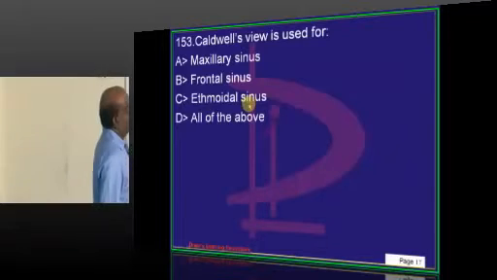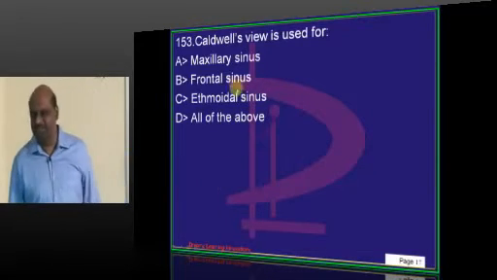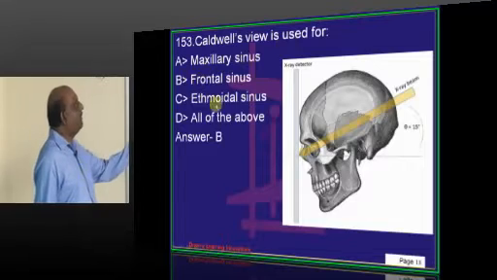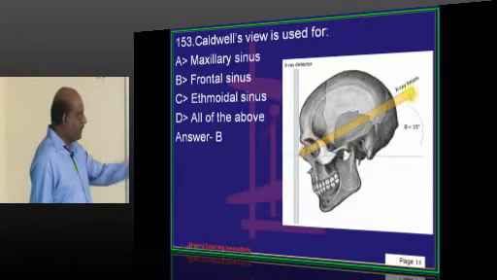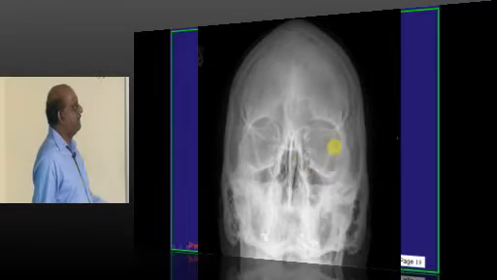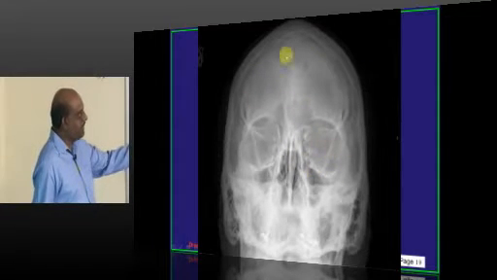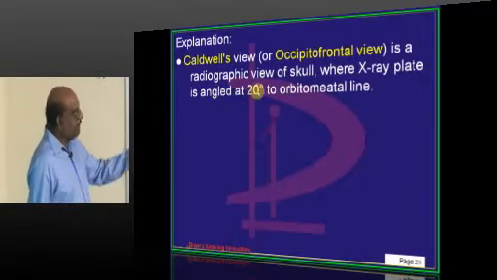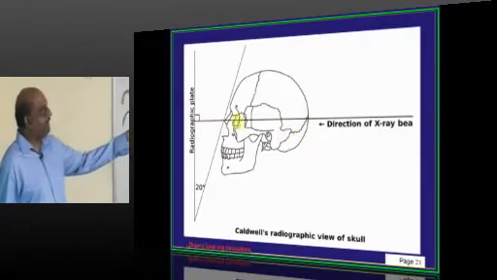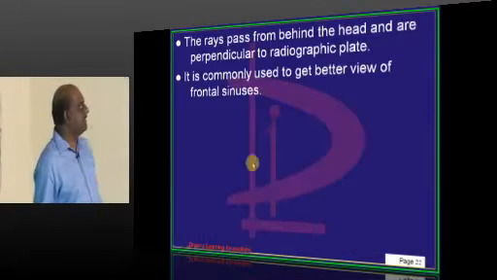Then Caldwell's view, once more an examiner's favorite, all old questions. Typically it is for the frontal sinus. If you are passing a beam like this, you can see the frontal sinuses very clearly, not these, these are orbits, frontal sinuses very clearly, right? So the occipitofrontal is a radiographic view to see the frontal sinuses.